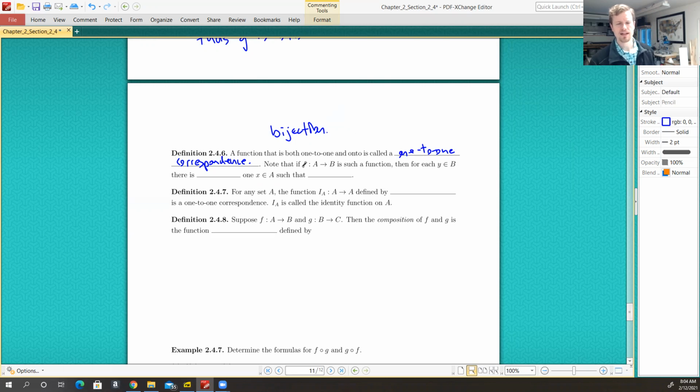Note that for us to see that a function is a bijection, what we would have is that for each element in the codomain, there is exactly one element in the domain such that f of x is equal to y. Okay, so it's onto, so for each element we can find such an x. But since it's one-to-one, it would be exactly one such x.